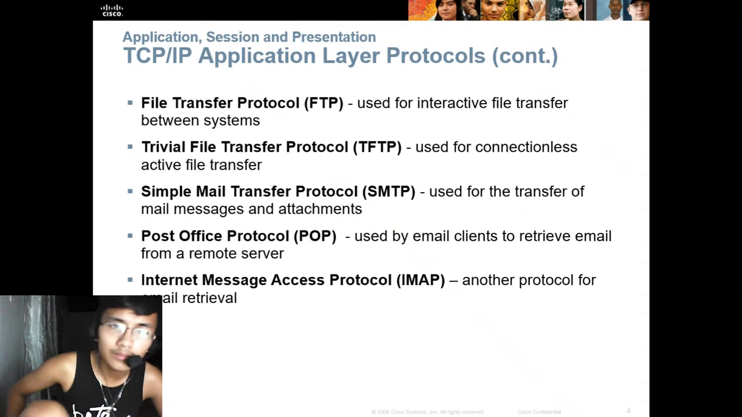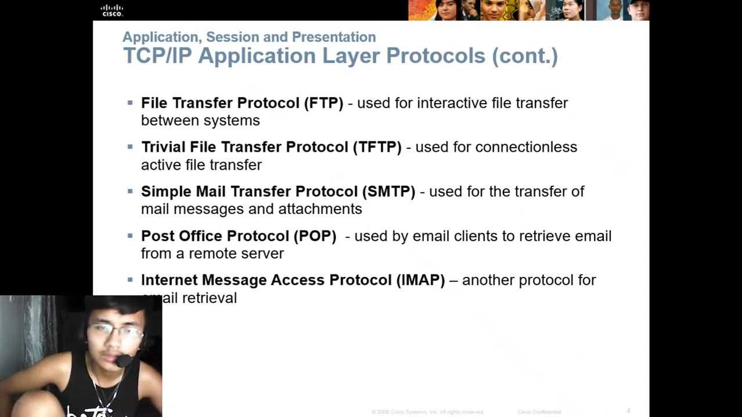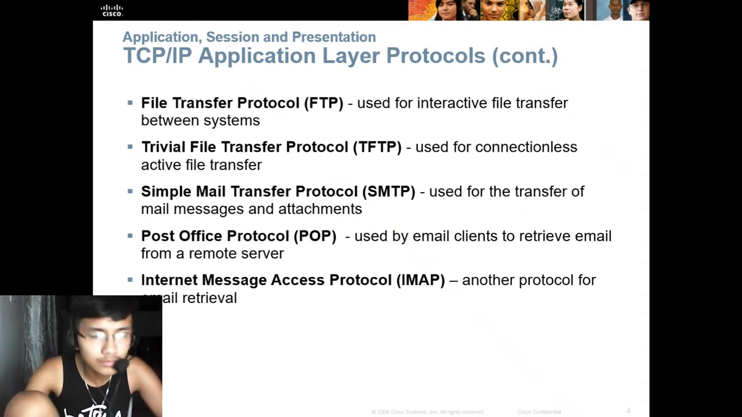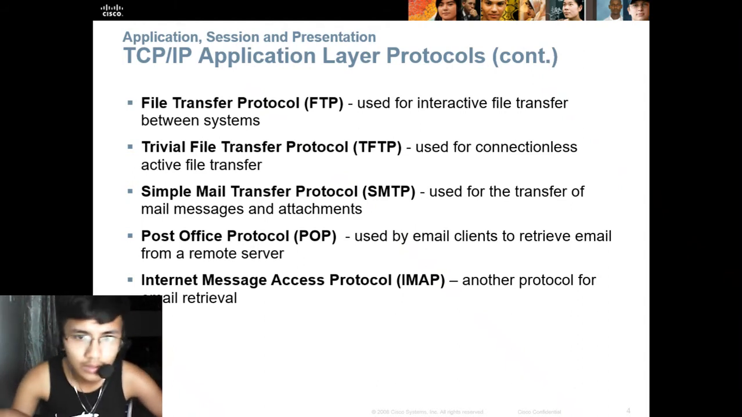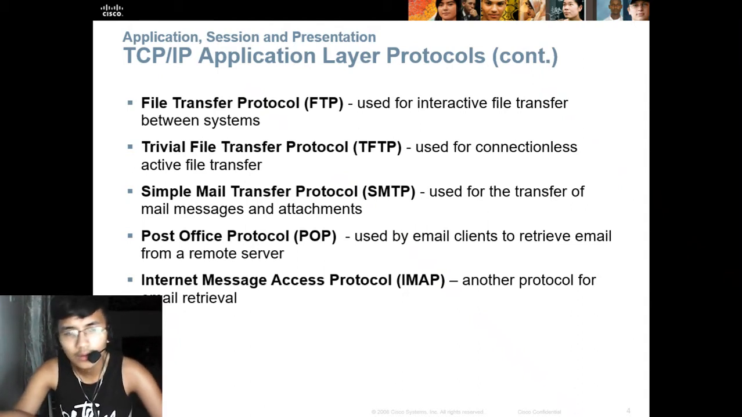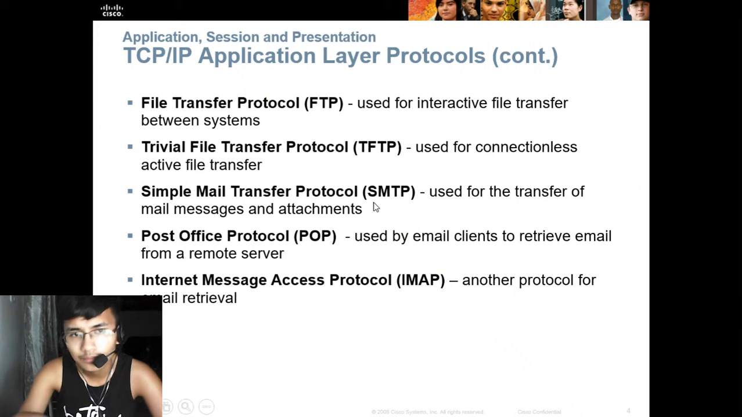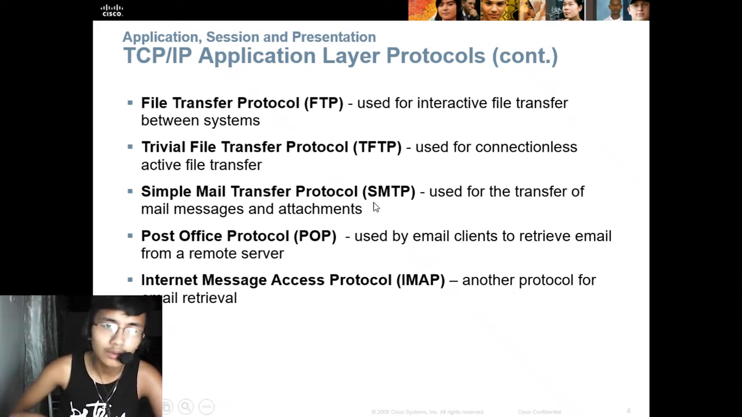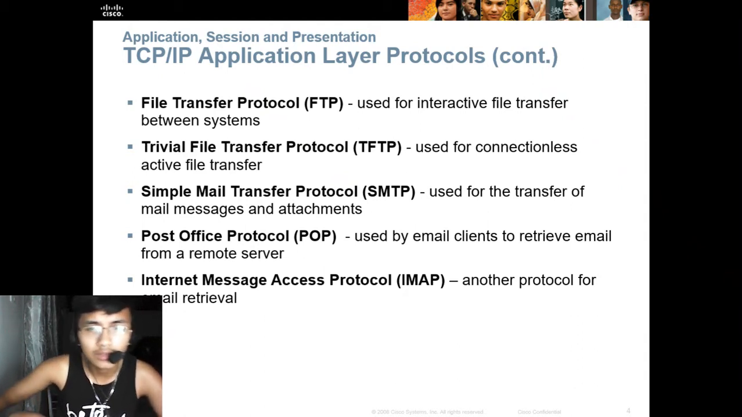So for the Simple Mail Transfer Protocol, it is used for the transfer of mail, messages, and attachments. So for Post Office Protocol, it is used for retrieving the email from a server if a user wants to recover some of the emails. Internet Message Access Protocol, IMAP, another protocol for email retrieval.